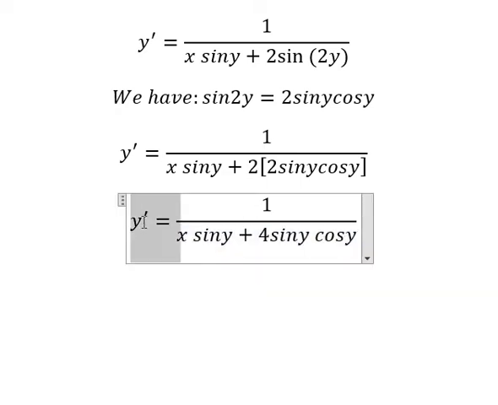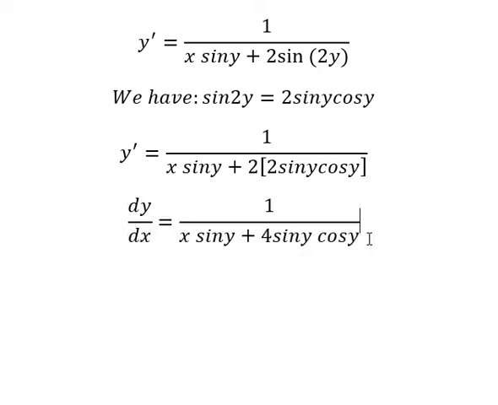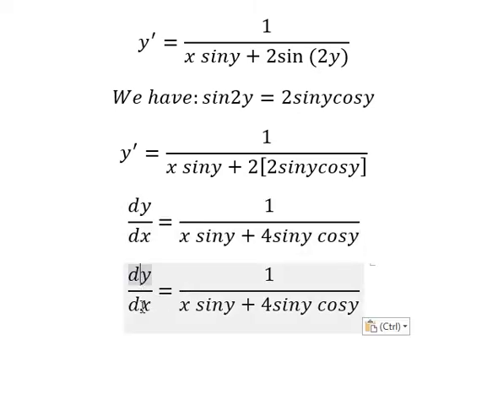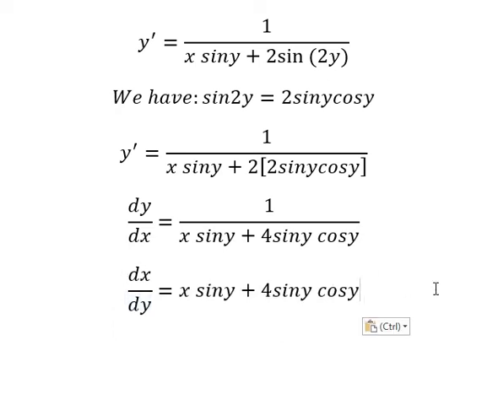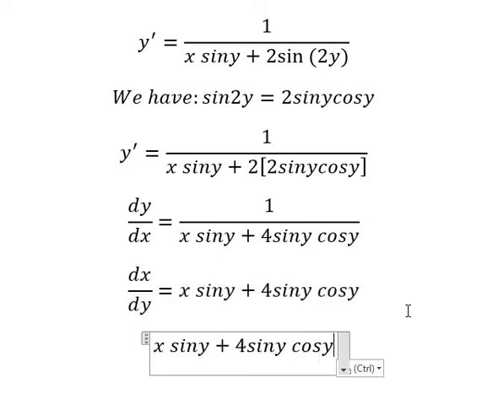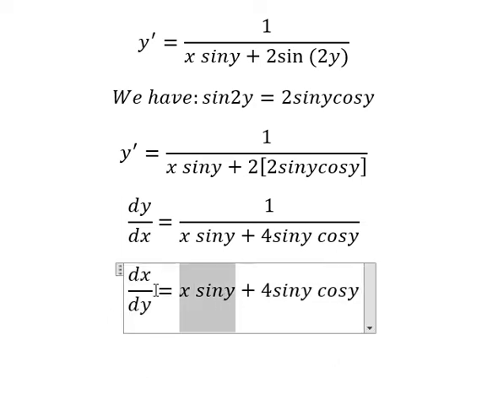Next, this one we change by dy over dx. Now we need to swap this one and this one in here. And this one we will have dx over dy. And this one they will go to the numerator. So I will put this one go to the left.